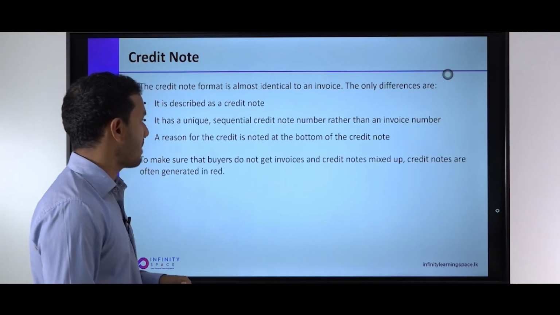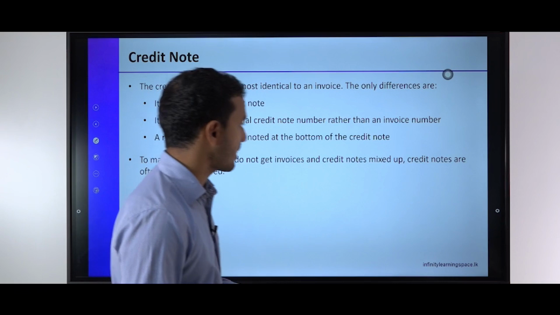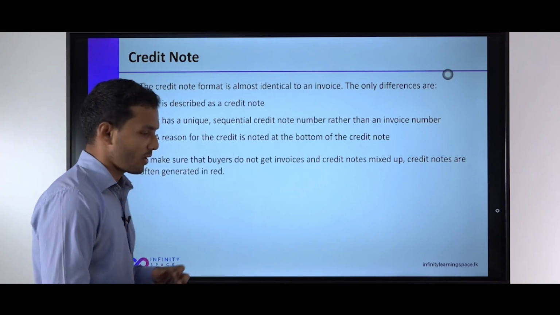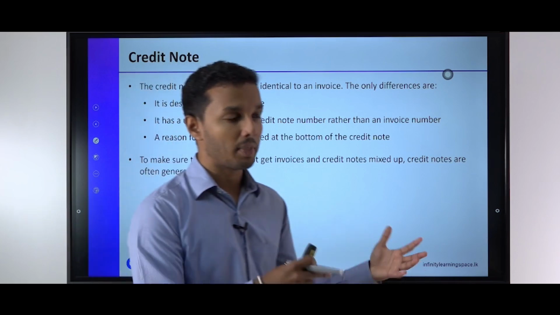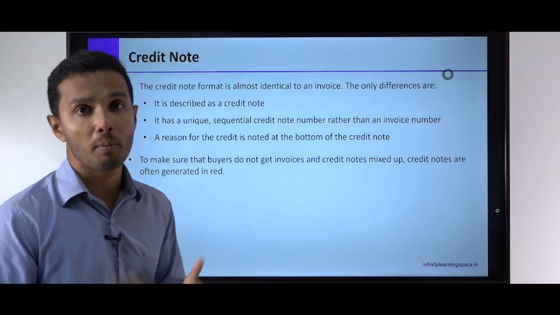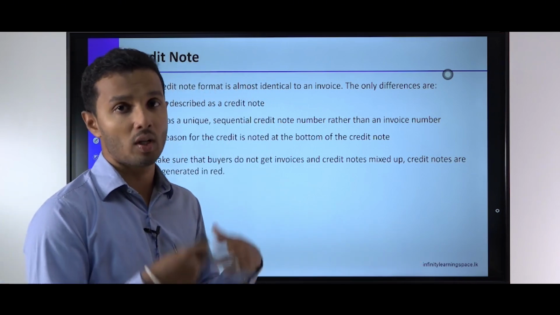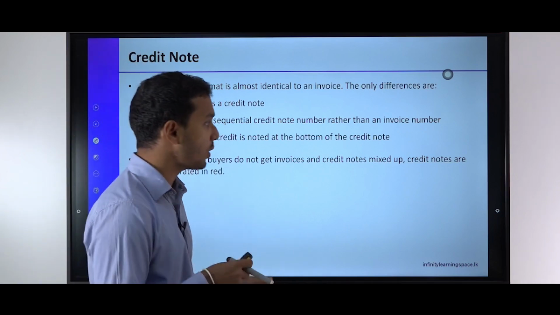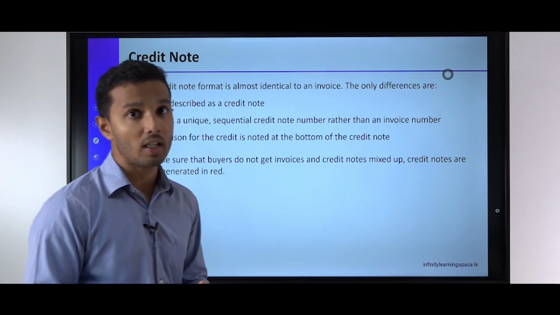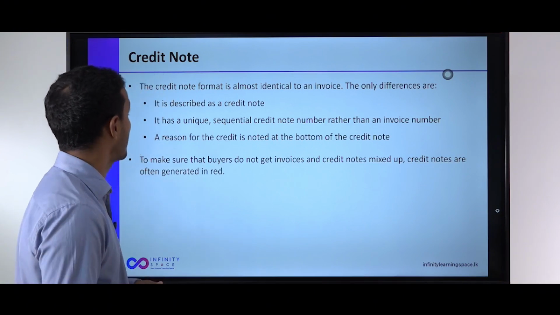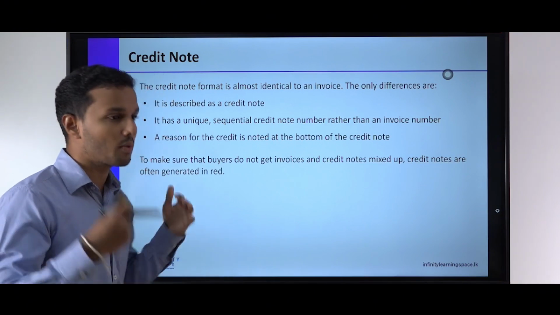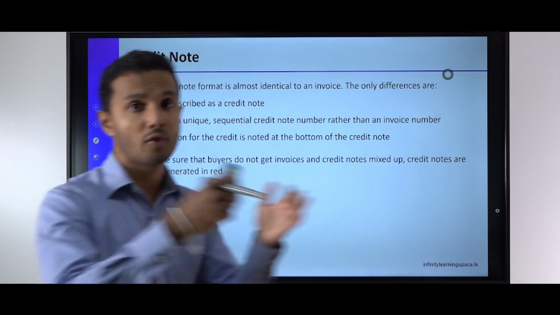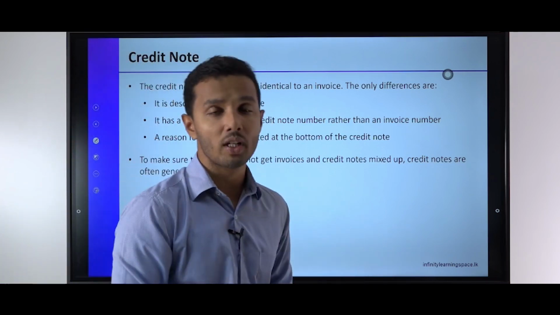To make sure that the buyers do not get invoices and credit notes mixed up, credit notes are often generated in red. So the purchase invoice and the credit notes are both sent to the buyer or to the customer to make sure the customer doesn't get confused between the two. Credit notes are normally issued in red. Now, credit note is what the supplier sends to the customer when the customer returns goods or when the customer has been overcharged.